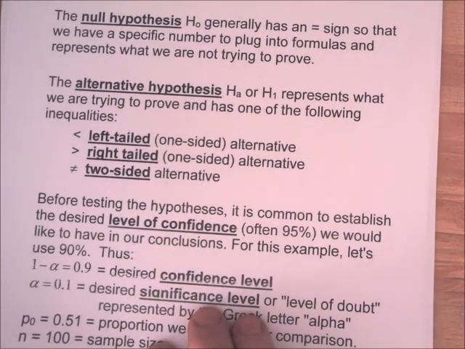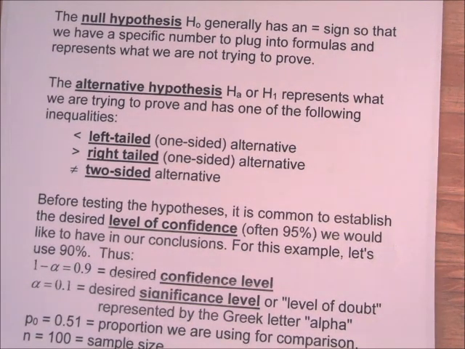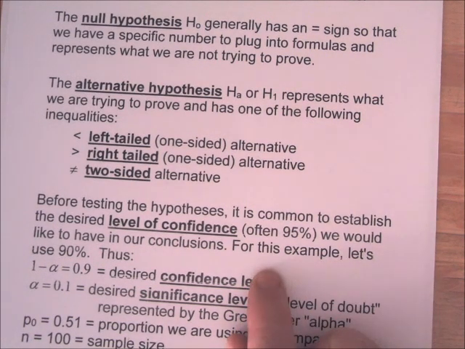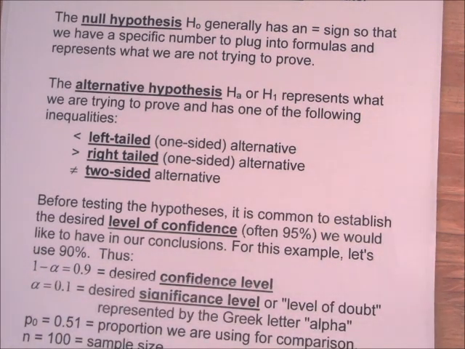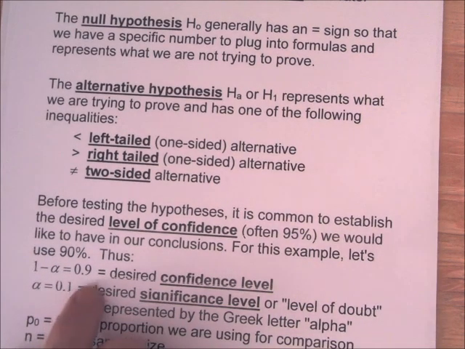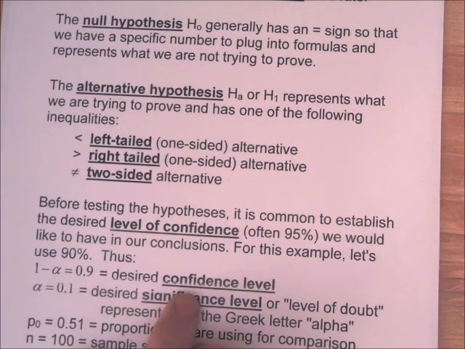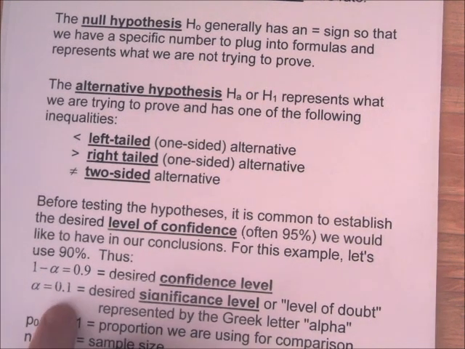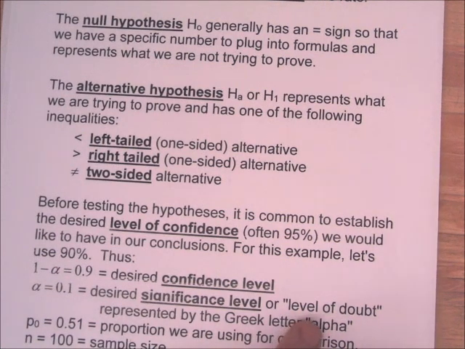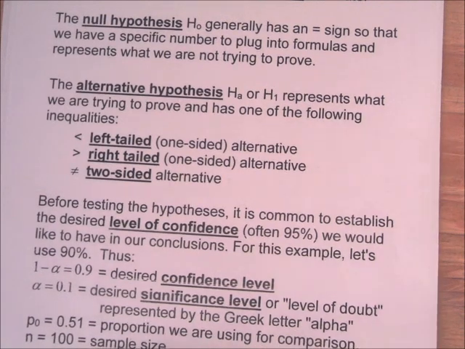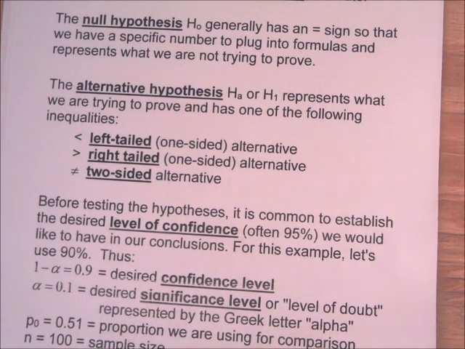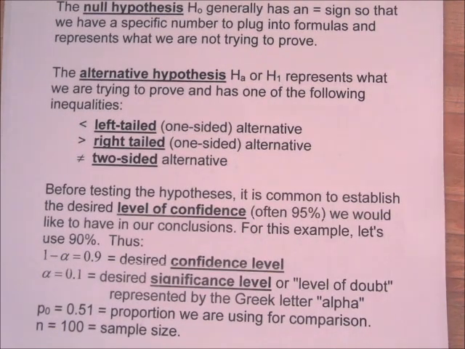Before testing hypotheses, it's common to establish a desired level of confidence. Oftentimes it's 95%. For this example, we'll use 90%. So 1 minus alpha is 0.9, that's our desired confidence level. Alpha itself is the desired significance level, or I like to call it level of doubt. It's represented by the Greek letter alpha. P0, 0.51, that's the proportion we are using for comparison. N equals 100 is the sample size.